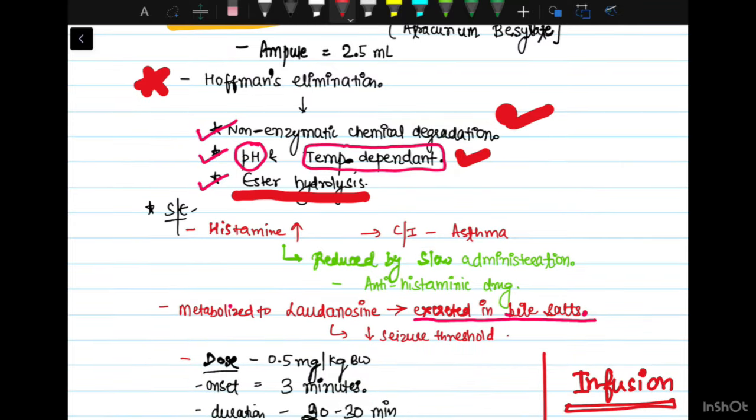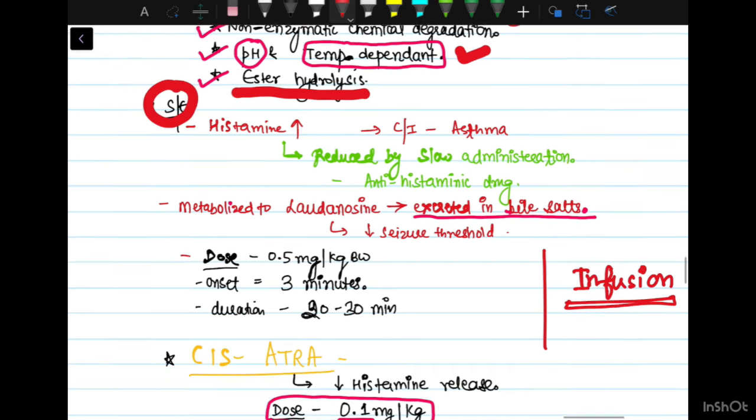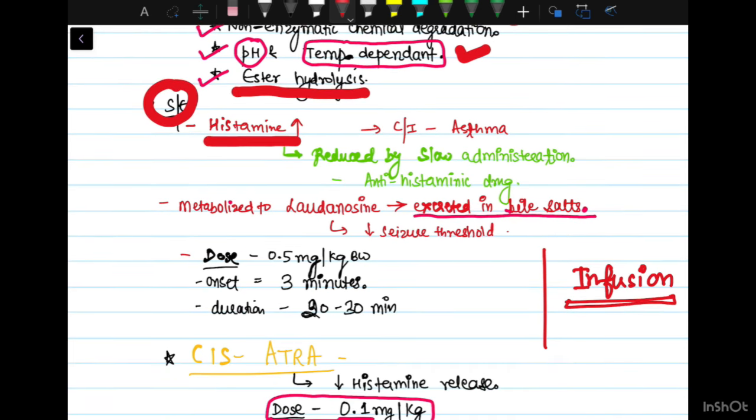It has ester hydrolysis, and also independent Hoffman elimination, which will help you administer it in whatever failure the patient has, maybe liver failure or kidney failure. It can be easily and safely administered in these patients. But the side effect is that it releases histamine, very similar to morphine that we use in anesthesia. Atracurium is another drug which releases histamine.